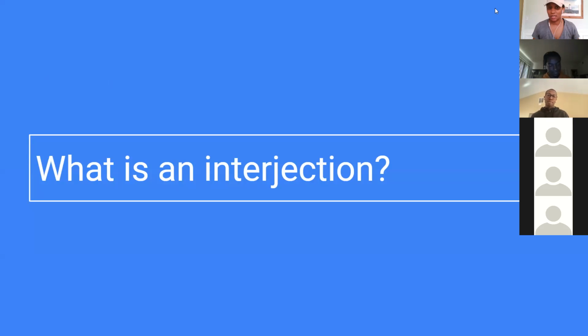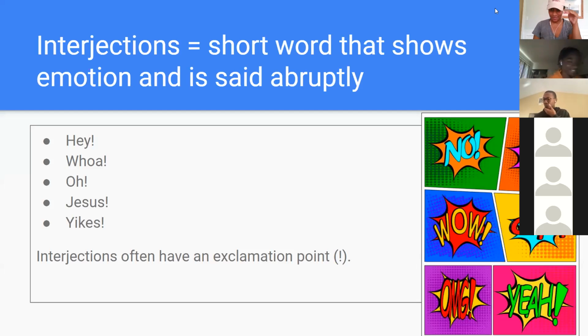Interjections. What's an interjection? It's like an abrupt interruption, isn't it? Oh, you sound so smart. I'm impressed. That's exactly what it is. An interjection, exactly. You interject, you interrupt, right? It's a short word that shows emotion. And like you said, it's said abruptly. And you can see on the right side of your screen examples, right? And also on the left side of your screen, hey, right?